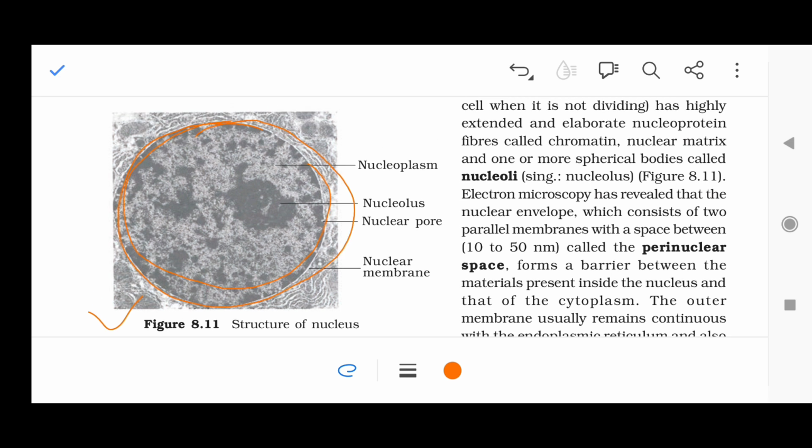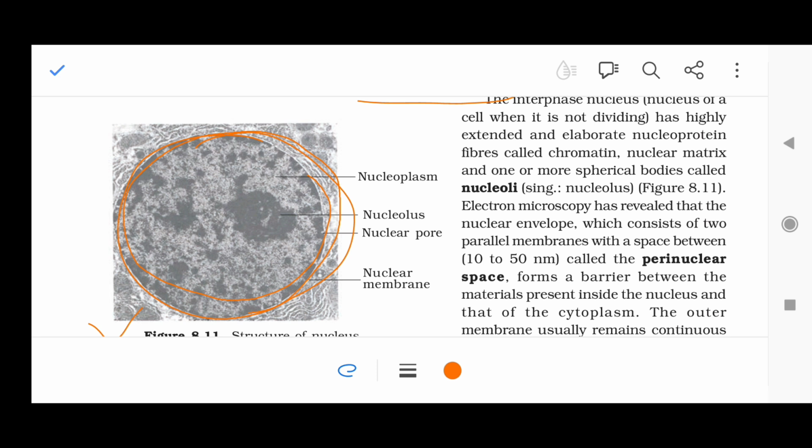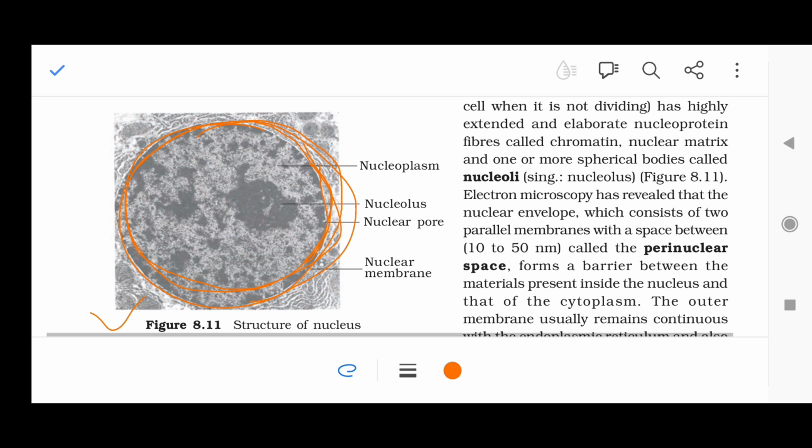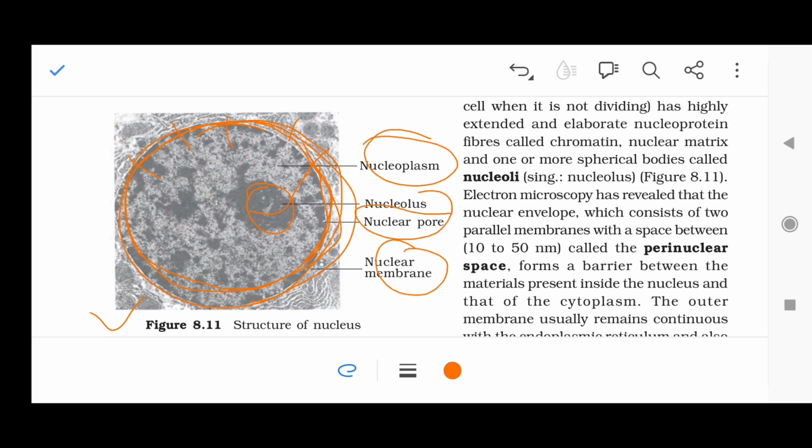Here it is a membrane, in which there is a perinuclear space between these membranes. This one is a nucleolus. Between the membrane there are specific pores which are called nuclear pore, nuclear membrane and nucleoplasm. The fluid which is present inside this nucleus is called nucleoplasm or matrix.